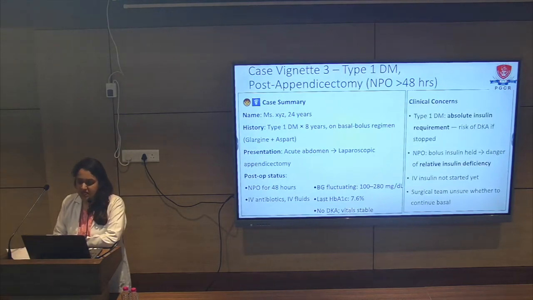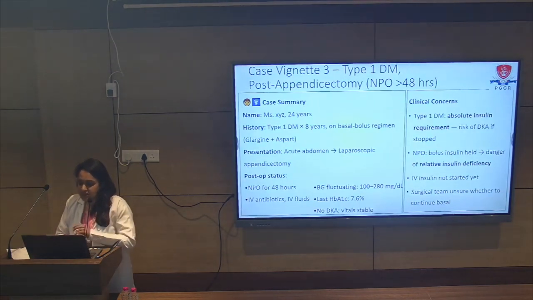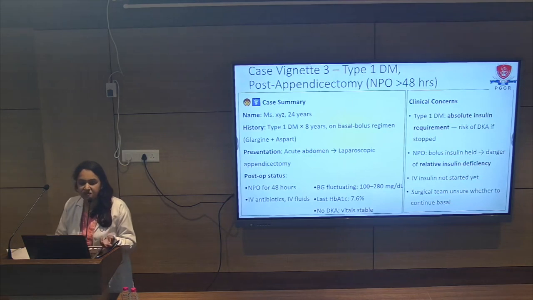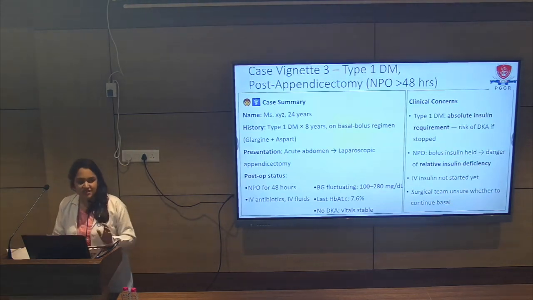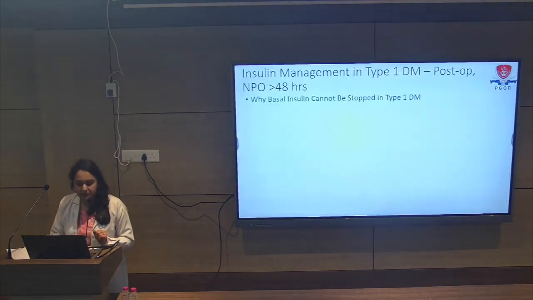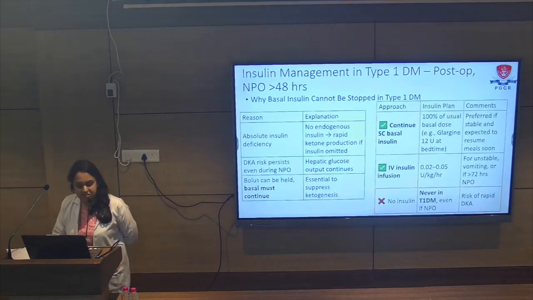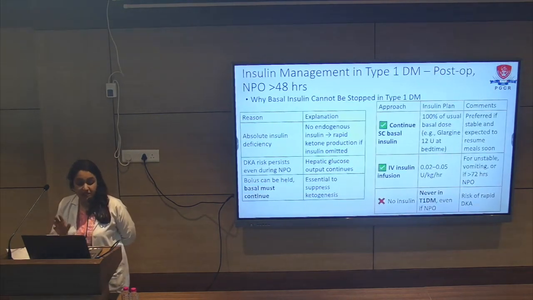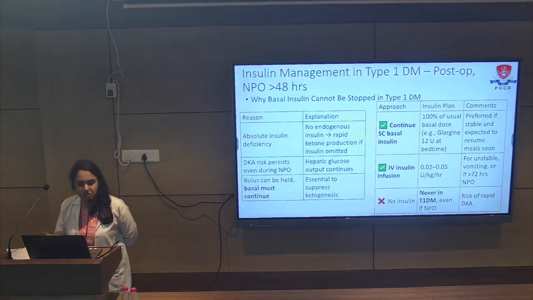Now the clinical concern which arises in this patient is: in a type 1 diabetic, will we continue the basal and bolus insulin if the patient is nil per oral? As the patient is type 1 diabetic, there is an absolute insulin requirement. So if we stop the insulin, there can be a risk of diabetic ketoacidosis. The patient is nil per oral, so we stop the bolus insulin, but we continue the basal insulin, because there are chances of rapid ketone production if insulin is omitted in these patients.